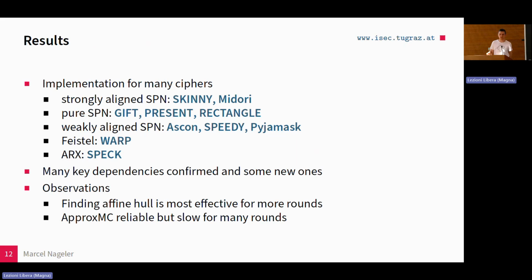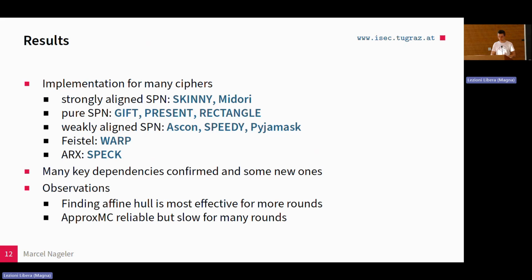So with that, we can go on to some results. So we implemented this for many different kinds of ciphers. And because it's a SAT problem, it's quite versatile. You can apply it to many different kinds, like strongly aligned SPNs, weakly aligned SPNs, Feistel ciphers, and ARX ciphers. And this allowed us to confirm many key dependencies that were already discussed in the literature, for example, for Skinny or so, and also find many new ones for ciphers where this analysis was not yet done before.